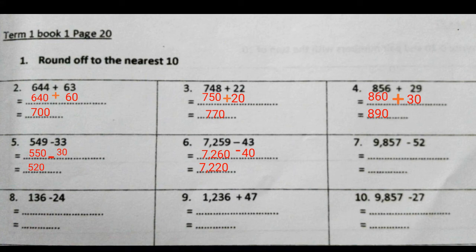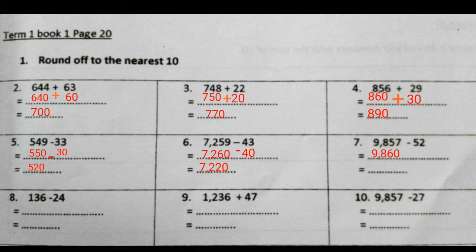Number 7. 9,857 minus 52. 5 is in tens place and 7 is in ones place. Since 7 is a rounding up number, we add 1 to 5. So 5 becomes 6 and we change 7 to 0. So it's gonna be 9,860.